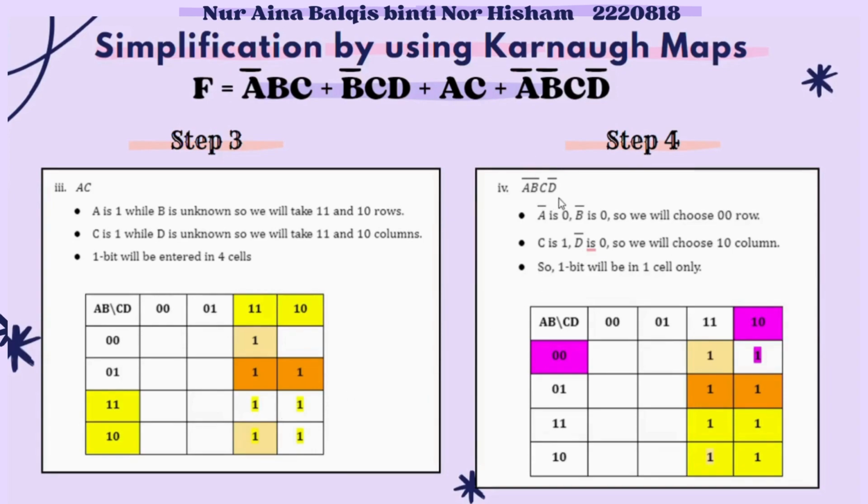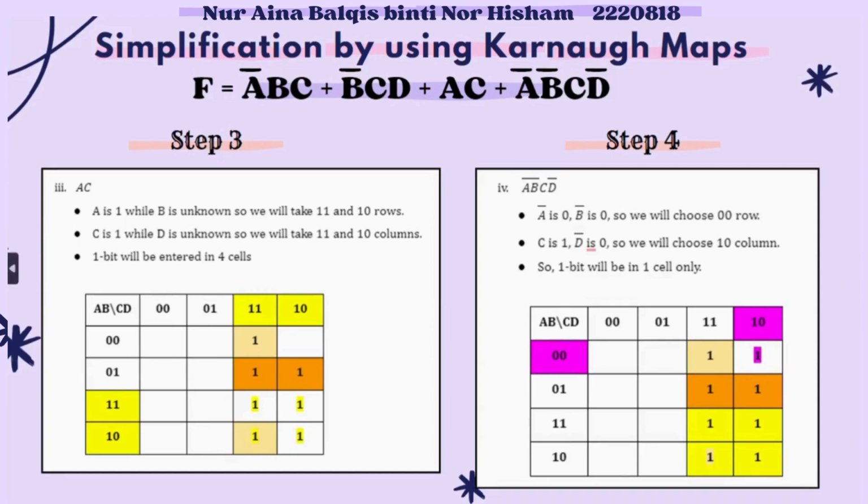And then step 4 is A bar, B bar, C, D bar. A bar is 0, B bar is 0. So we will choose 0, 0 row, and then C is 1, while D is 0, D bar is 0. So we'll choose 1, 0 column. So there is only one cell to enter the 1 bit.